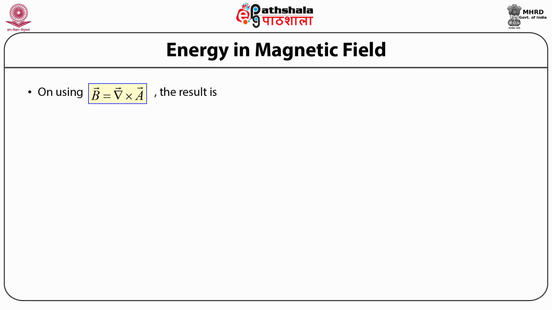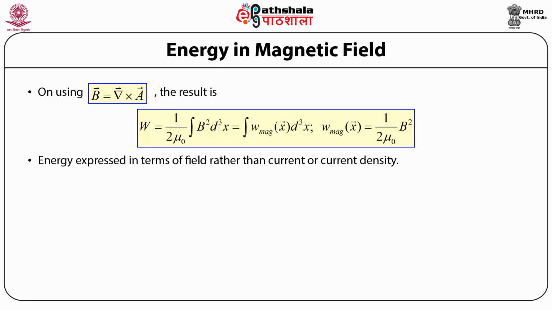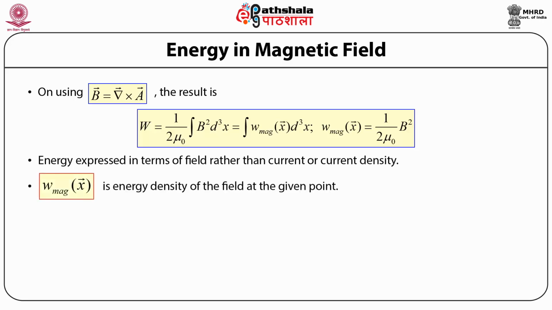And substituting that in the above expression, we finally get the result of the total work done by the magnetic field as W is equal to 1 upon twice mu naught times the volume integral over the volume element d cube x of the square of the magnetic field induction vector B. And this can then be written as a volume integral over d cube x of the energy density, denoted by W subscript magnetic as a function of position vector x, where this energy density due to the magnetic field is equal to 1 upon twice mu naught times the square of the magnetic field induction vector B.